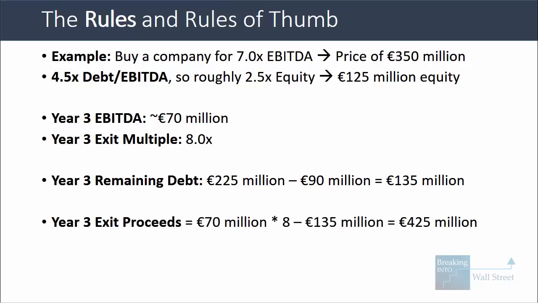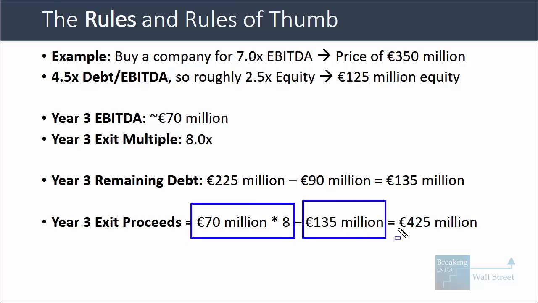So our exit proceeds will be 70 million times 8 minus the 135 million. You subtract those and you get to 425 million for the exit proceeds at the end.